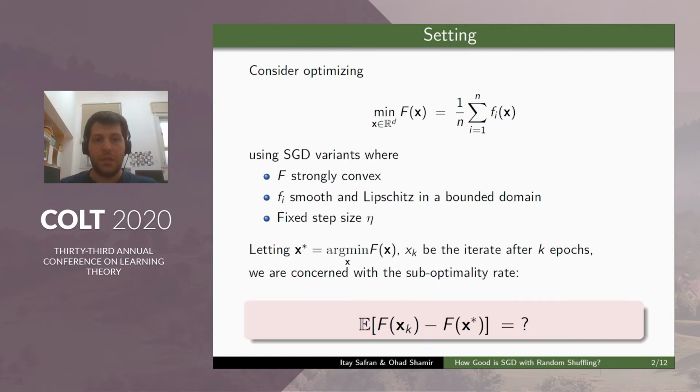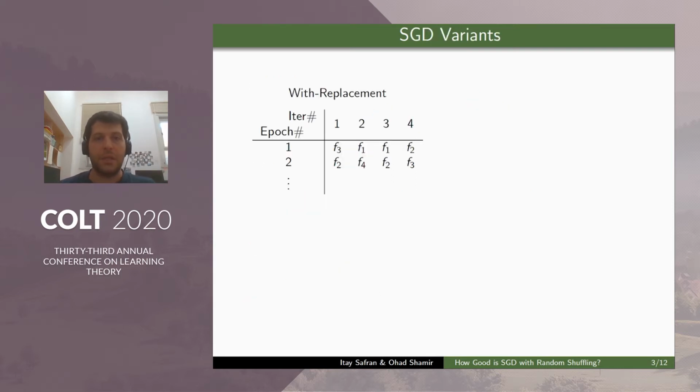eta. Our goal is to bound the suboptimality rate, which is the expected difference between the value attained at the optimal point and the value attained after k epochs of the SGD algorithm using various sampling methods. The sampling methods we consider are the following.